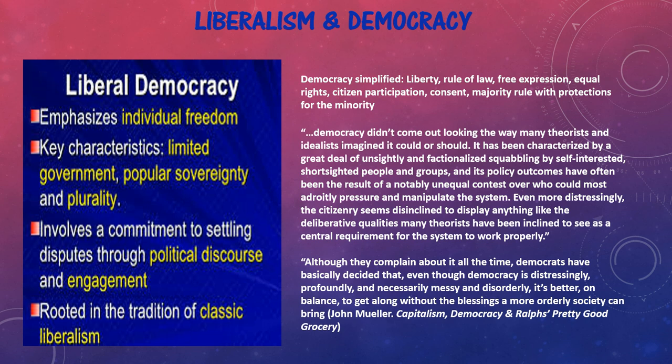But in the final passage here, he says, although they complain about it all the time, Democrats, small d Democrats, not the political party, have basically decided that even though democracy is distressingly, profoundly, and necessarily messy and disorderly, it's better on balance to get along without the blessings a more orderly society can bring. By more orderly, he means you could have more law and order, so much so that you have tyranny, authoritarianism, even totalitarianism, dictatorship. Along with our freedoms and rights comes a slightly more hands-off government impact on our lives, and it leads to messiness and disorderliness. But that's actually part of the game of democracy.